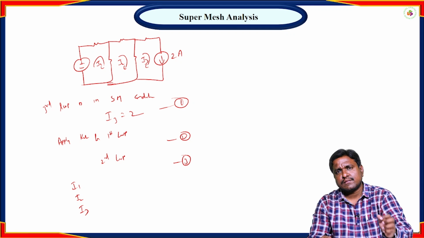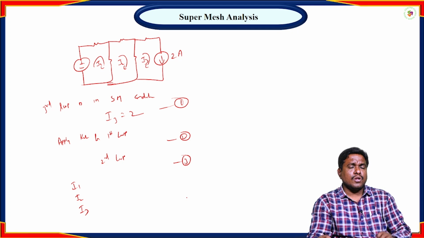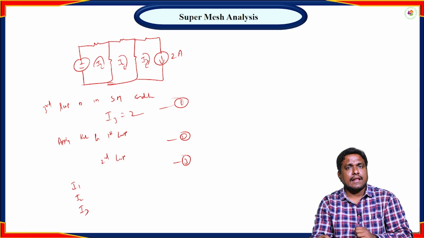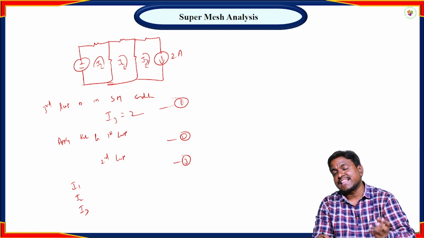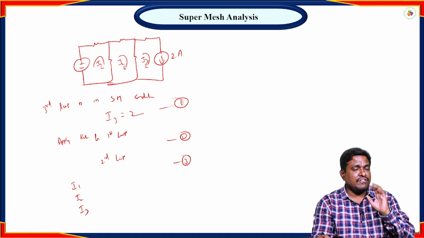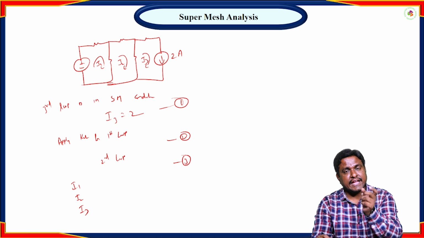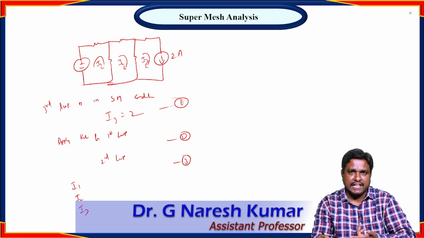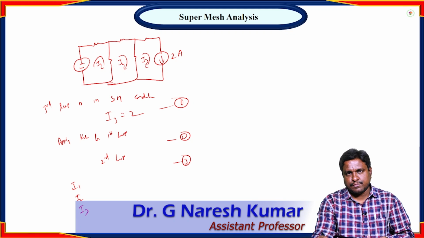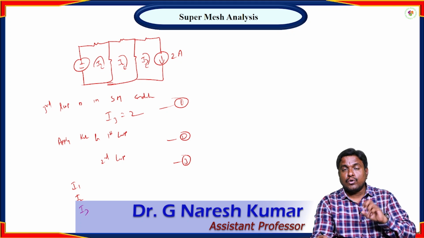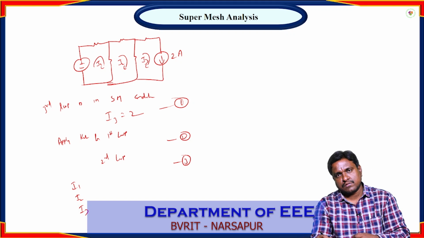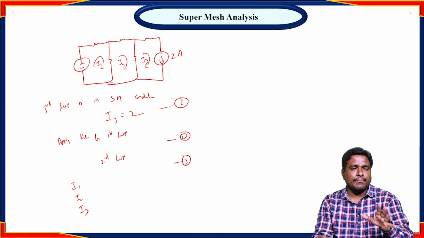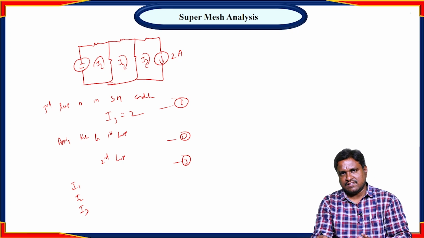So in this class, what we have analyzed is the main difference between the mesh and the super mesh analysis, and the different possible cases for the super mesh analysis. First, if there is a current source between any of the two loops, how to get the response. And if we have multiple current sources in the circuit, how to find the response. And if we have a current source only in the particular loop, how to find the response. I hope it is clear for you what is the main difference between the mesh and the super mesh analysis. Thank you.